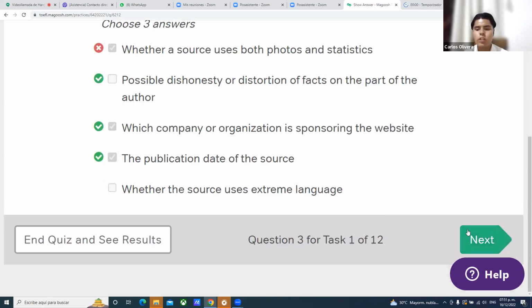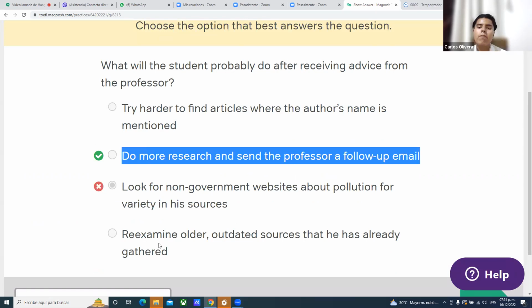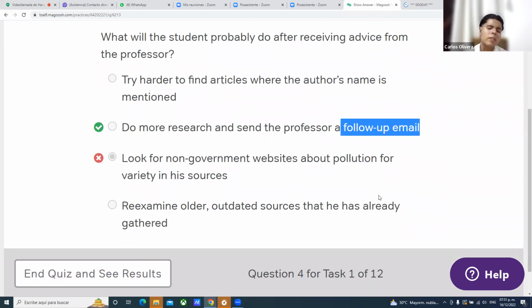Okay. Question number 4. What will the student probably do after receiving advice from the professor? Do more research and send the professor a follow-up email. And you can know this is the correct answer because at the end of the conversation, the professor says, hey, I see that you are having some trouble. Send me an email, and I can tell you if you are on track, if you are doing things well, if you are perceiving and analyzing things correctly. And the student says, yeah, great, of course I'll do it. So he'll interact with the professor through an email message, right?